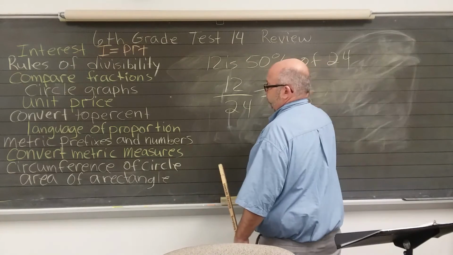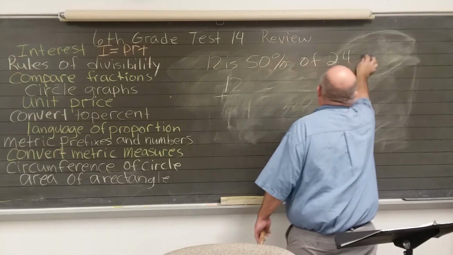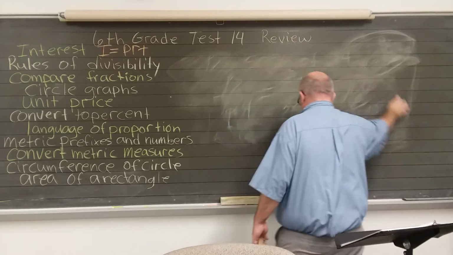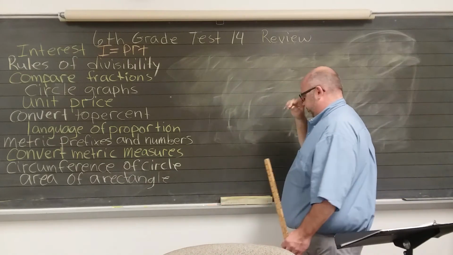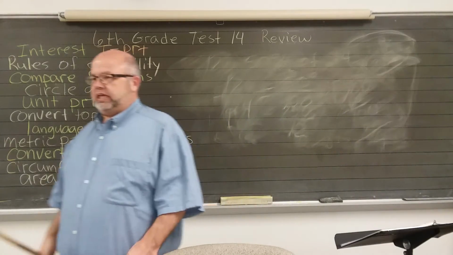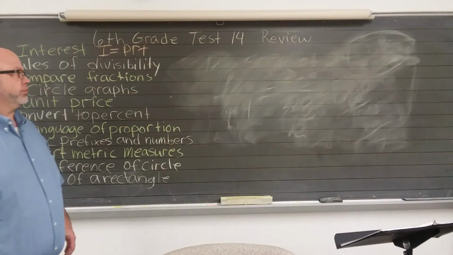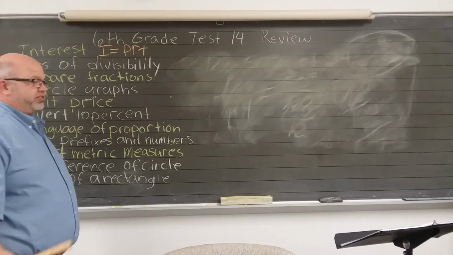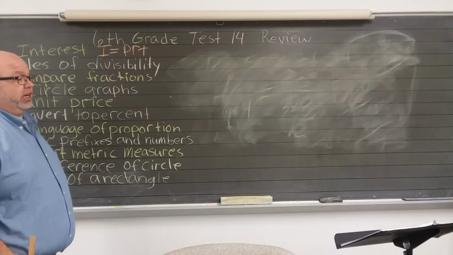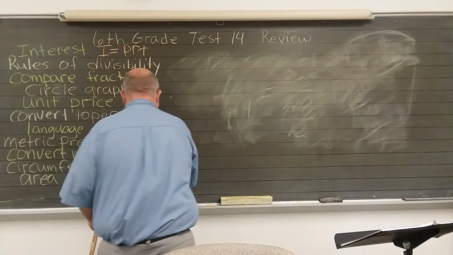All right, what else? Metric prefixes and numbers. Okay, you need to have these memorized. The kilo, hecto, deca, deci, centi, and milli. And the numbers that go with it. Kilo is 1,000, right?